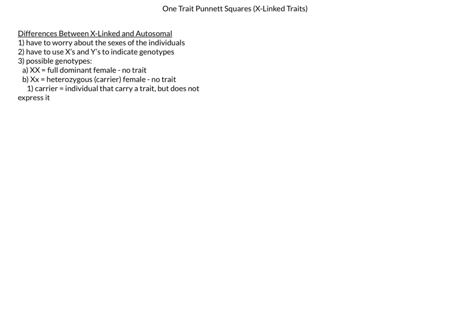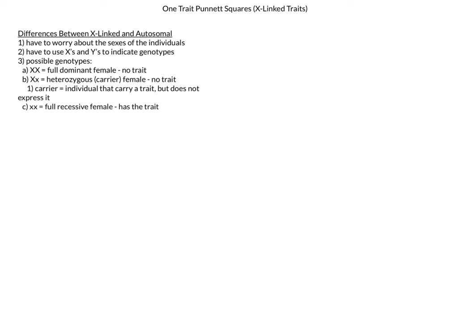So let's quickly run through the 5 possible genotypes. We have big X big X, which would be a full dominant female. These would not have the trait. We have big X little x, which would be a heterozygous female, and note that these are also considered carriers. Carriers are individuals that carry a trait but do not express it. Then we have little x little x, which is a recessive female. These would display the trait.